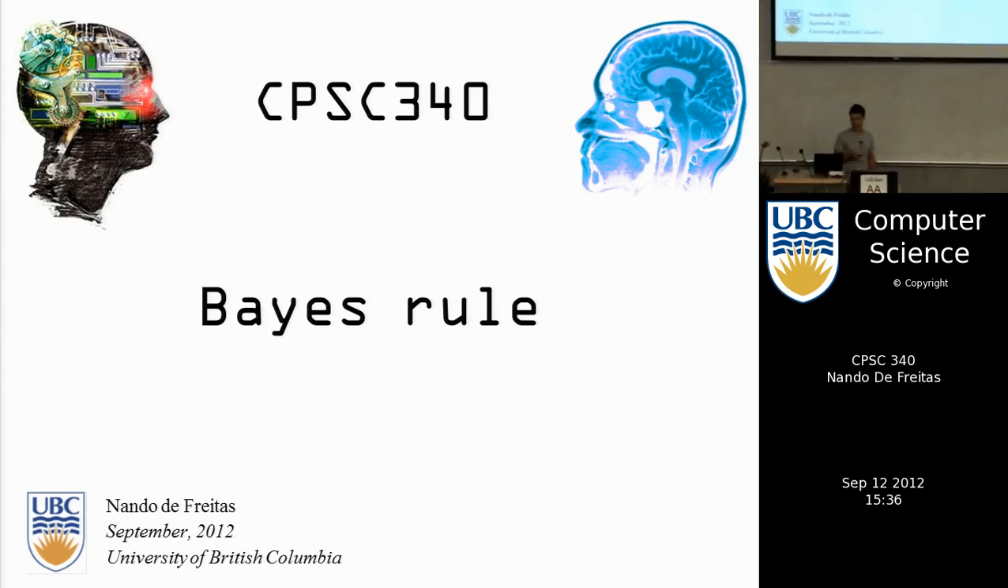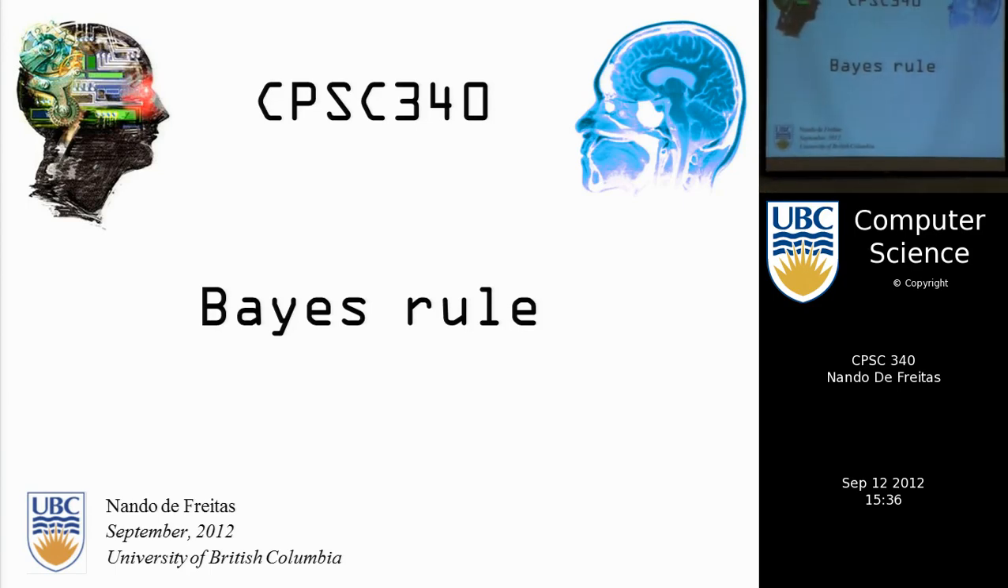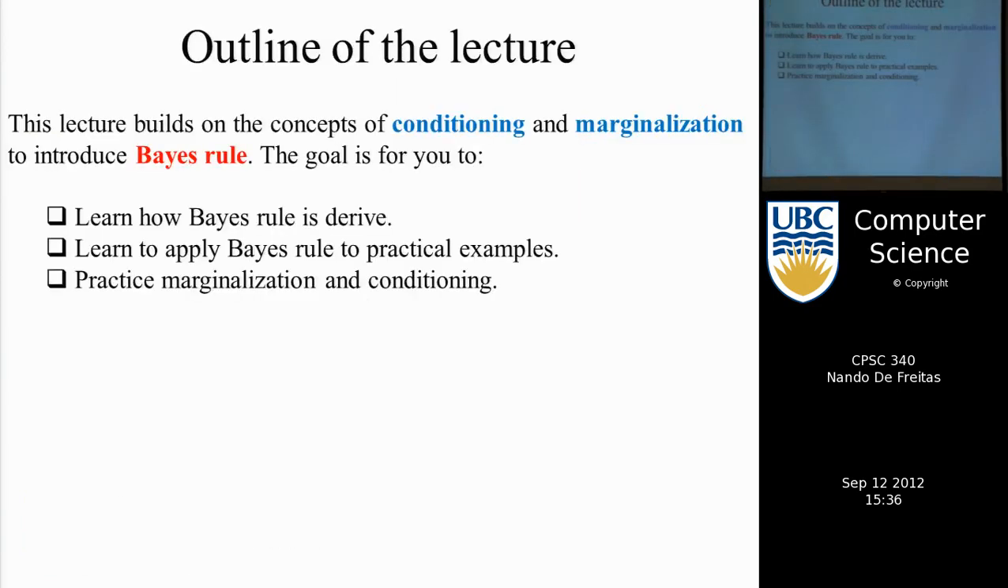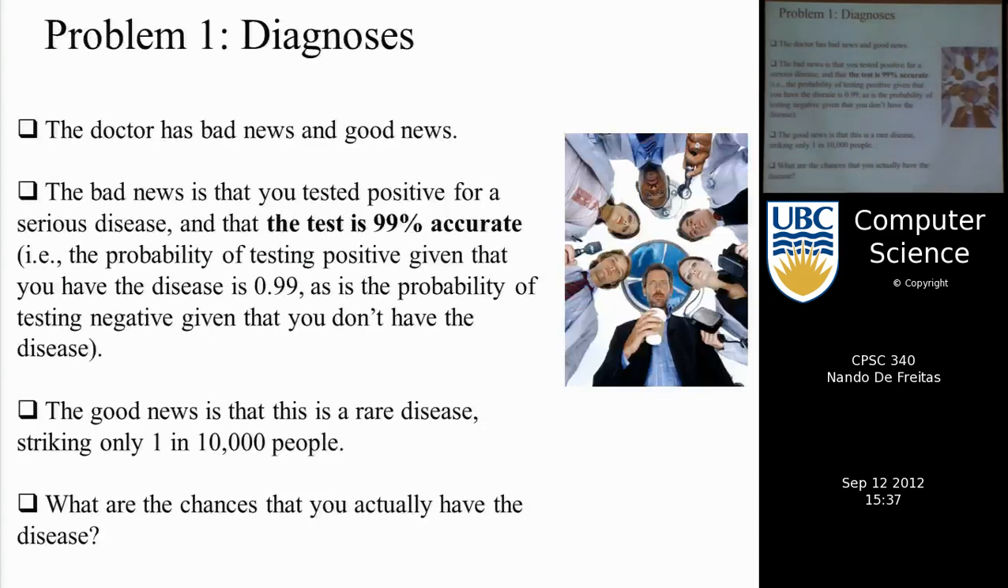Okay, Bayes' rule. What I intend with this lecture is that you learn Bayes' rule, and that you learn to apply Bayes' rule. Bayes' rule is nothing but a consequence of marginalization and conditioning, so this gives you a chance to also practice marginalization and conditioning. We'll look at Bayes' rule with three examples.